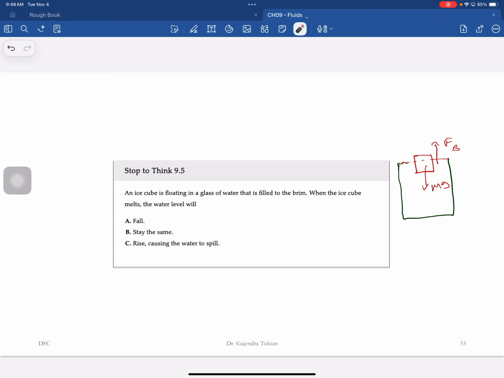Okay, so when the ice melts, its weight hasn't changed. It becomes water, and so when it melts, its volume will equal this much. Okay, so the water won't overflow. It'll stay the same.